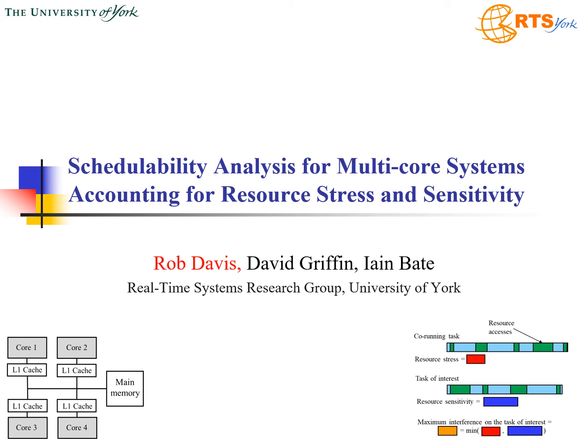This presentation is about schedulability analysis for multi-core systems, accounting for resource stress and resource sensitivity. This research has been undertaken by myself, Rob Davis, David Griffin and Ian Bate, all of whom work in the Real-Time Systems Research Group at the University of York.